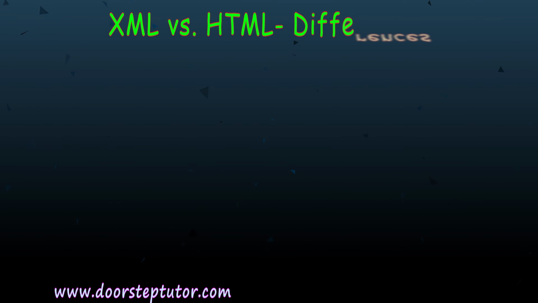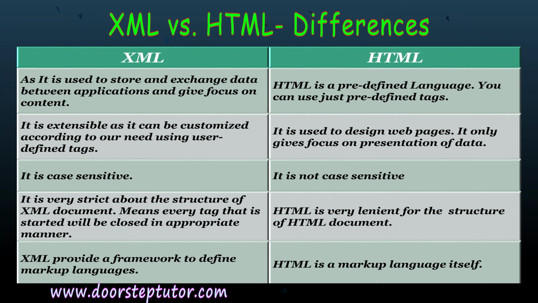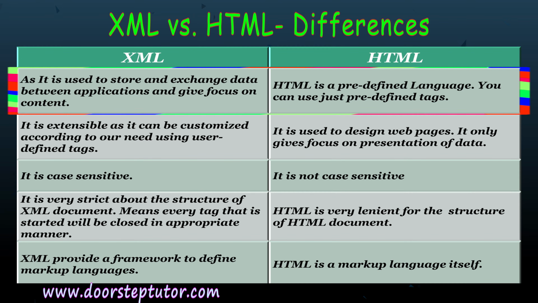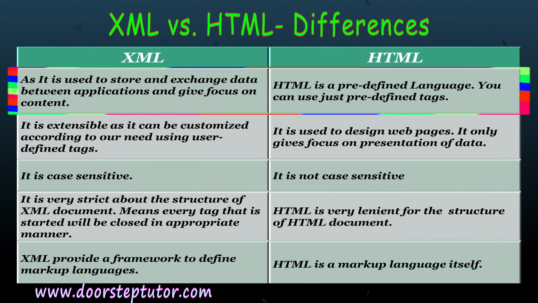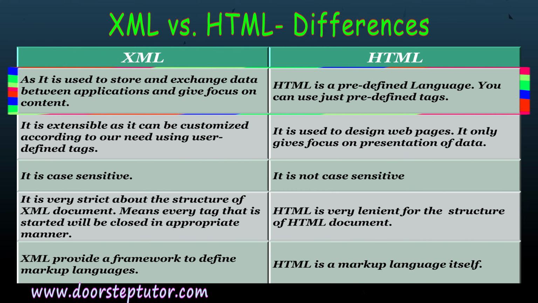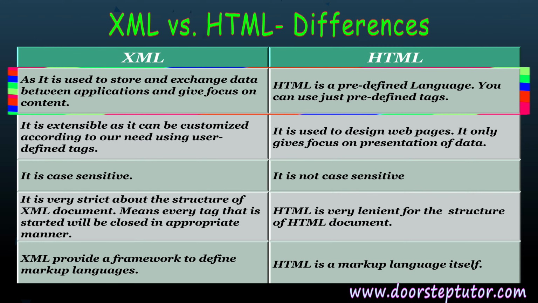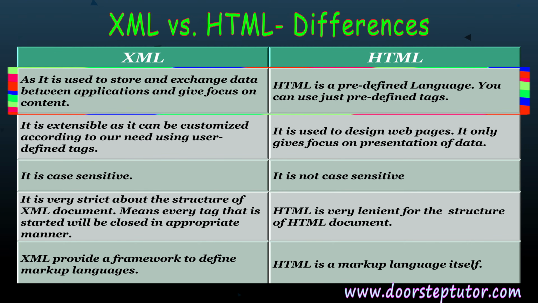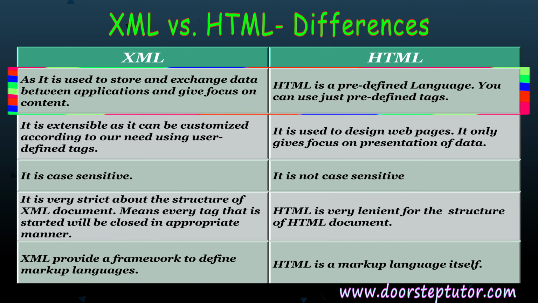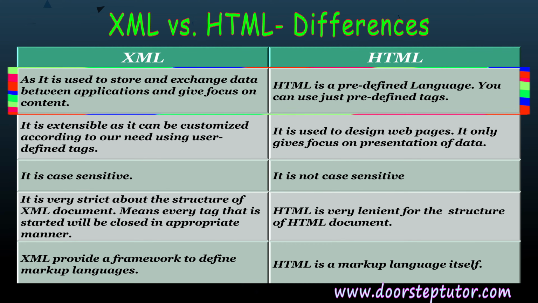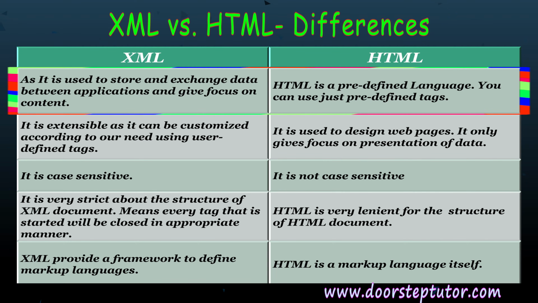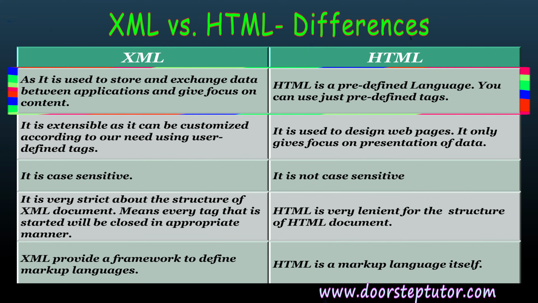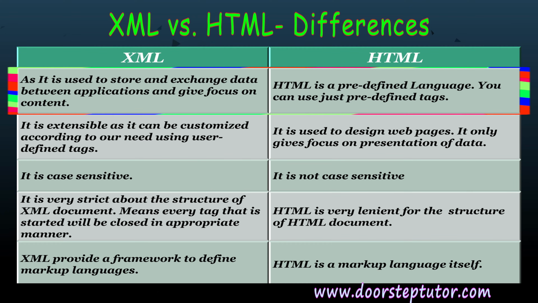That is about the difference between XML and HTML. As we have discussed, XML is a customized application. According to the requirement, user-defined tags can be created over here. But in case of HTML, there are some pre-specified tags that need to be used. We cannot create our own tags over there. In XML, the basic use is that we can store and exchange information between two or more applications, which is not possible in case of HTML.